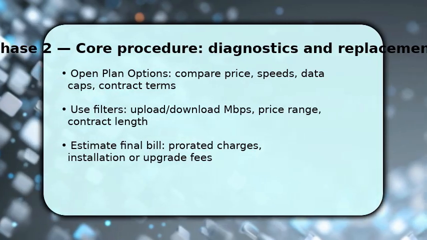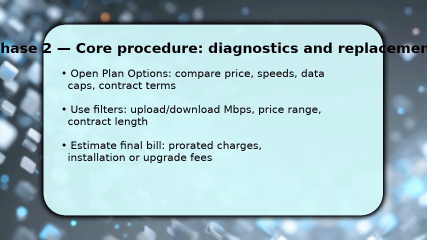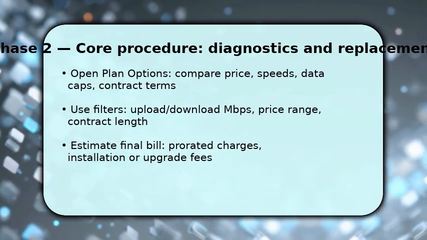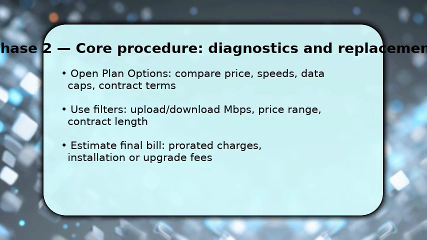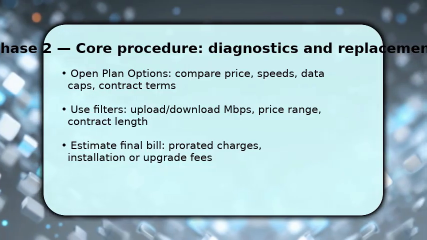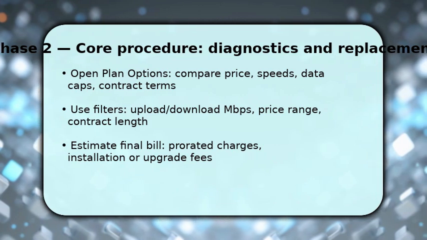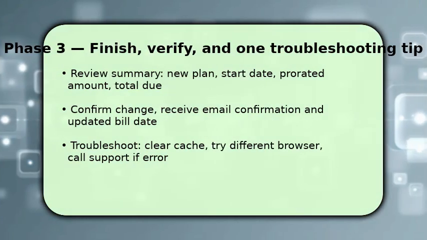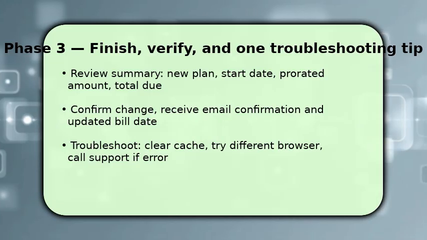Once you select a plan, review prorated charges and one-time fees, installation, equipment, or upgrade costs, because they affect the first bill. If necessary, choose auto pay to lock in discounts and confirm any contract or promotional term changes before moving to checkout. Finally, review the order summary carefully and confirm the start date, prorated amount, and updated billing date so there are no surprises.